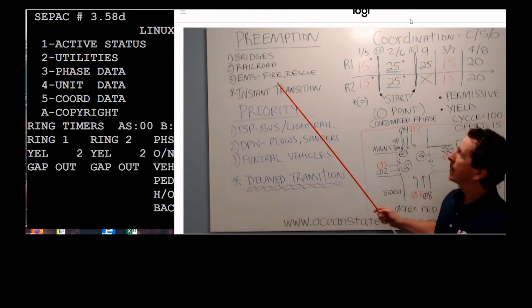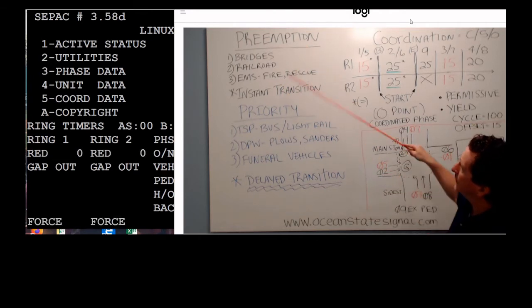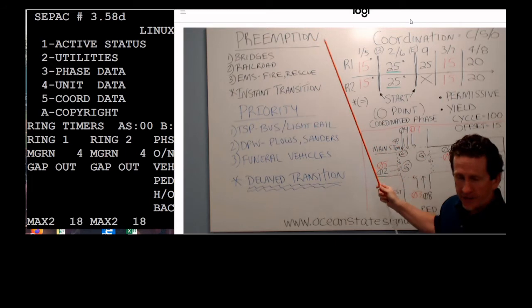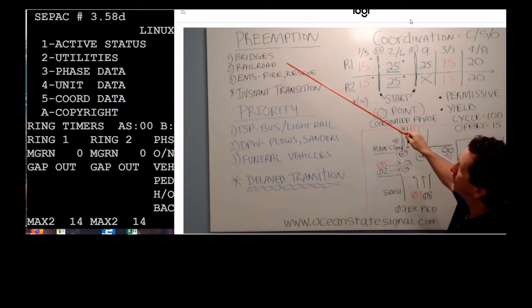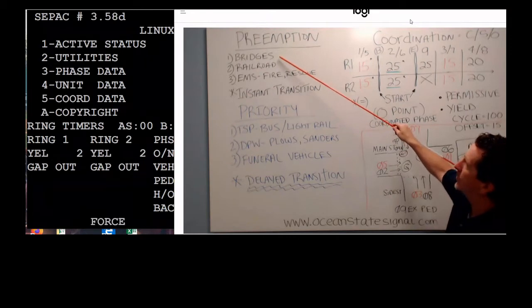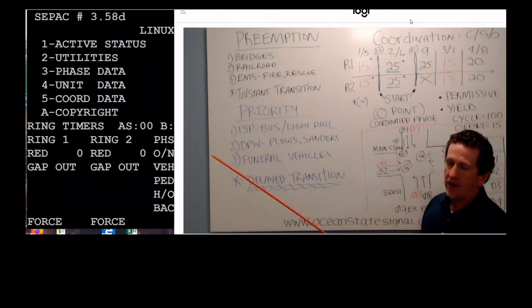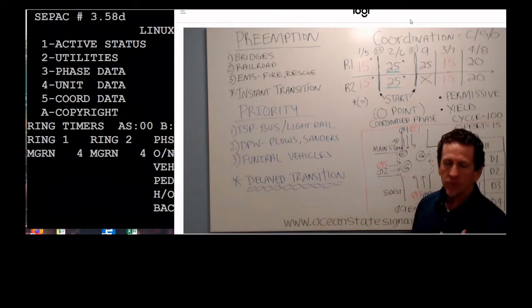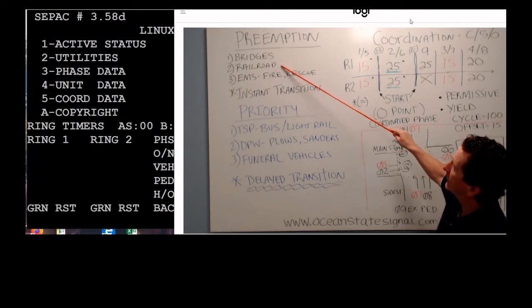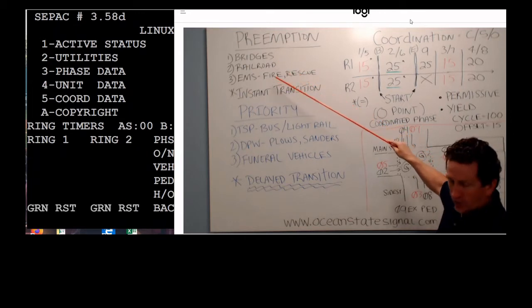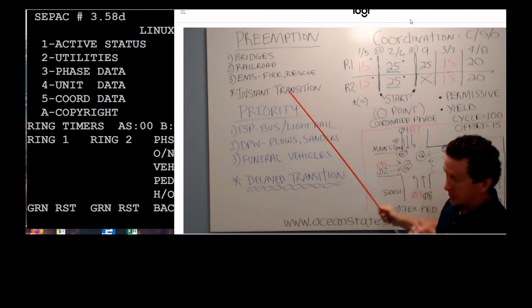So if we break down the two of them, for preemption there's a hierarchy. A lot of people don't really realize this, but the number one would be bridges. They're on the top of the mountain, the king of the hill. We don't have drawbridges around here, but they would take precedence over any of these other ones. So we have bridges, then we have railroad, and then we have what we're all typically used to, which is EMS, which is fire and rescue.